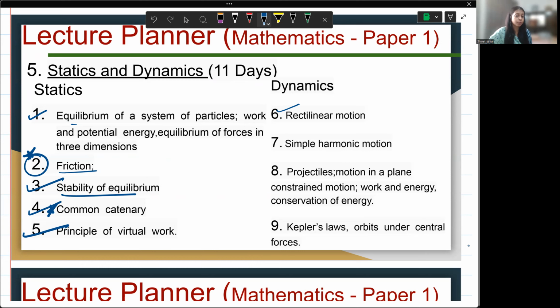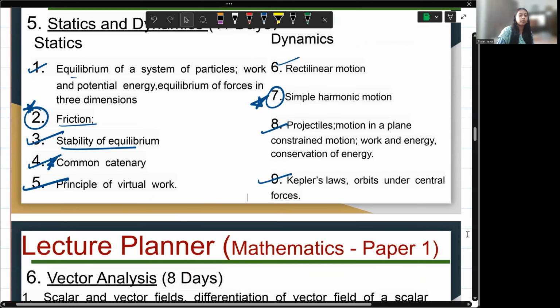Dynamics: rectilinear motion, simple harmonic motion, very important. Projectile, motion in a plane, constrained motion, work and energy, conservation of energy, and Kepler's law, orbits under central forces, right? These are the topics in your statics and dynamics.